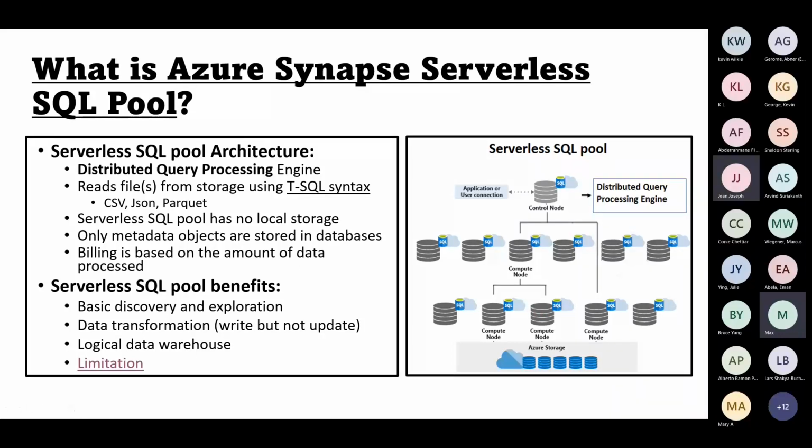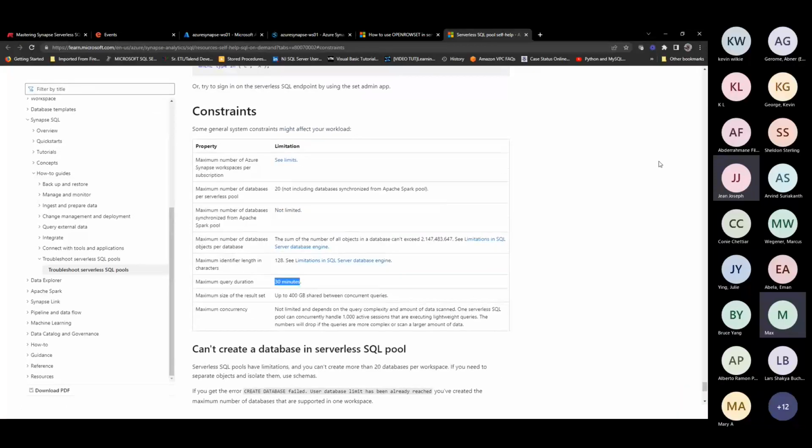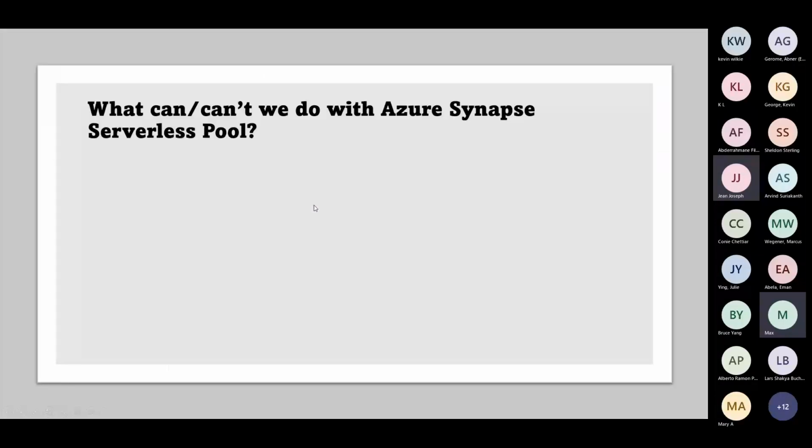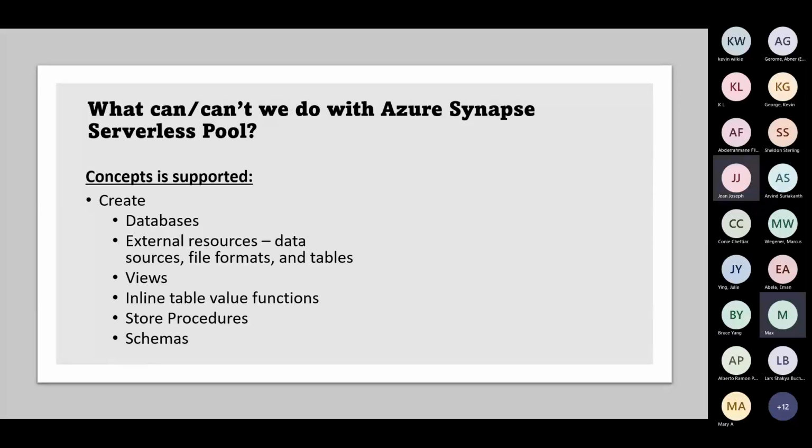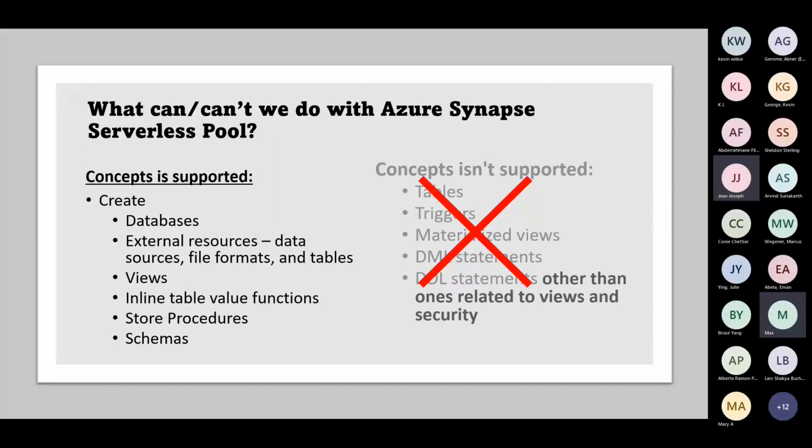So now, if you take a look here, these are the limitations, because I have to go to the demo. What can and can't we do? What concepts are supported? We can create database, we can create external resources, data source, file format and table, we can create views, inline table-valued functions, stored procedures and schema. What is not supported is tables, because you do not have any internal storage.